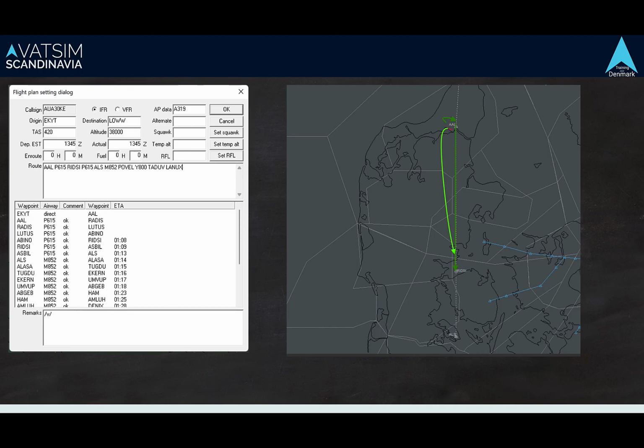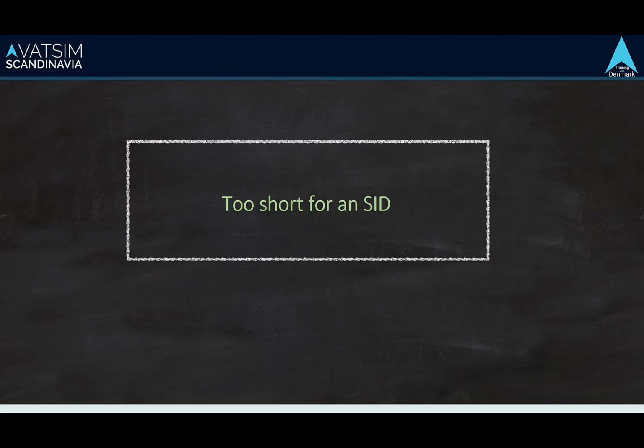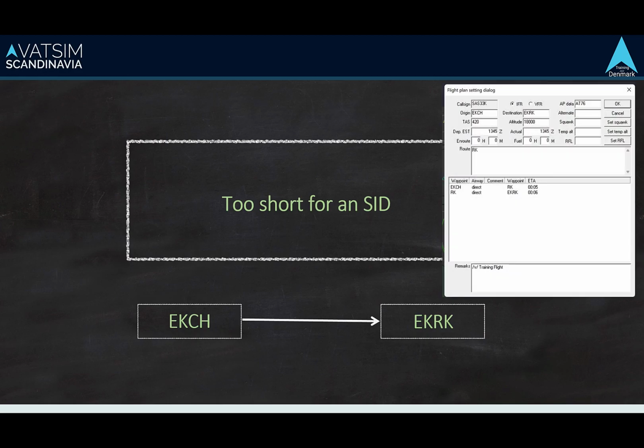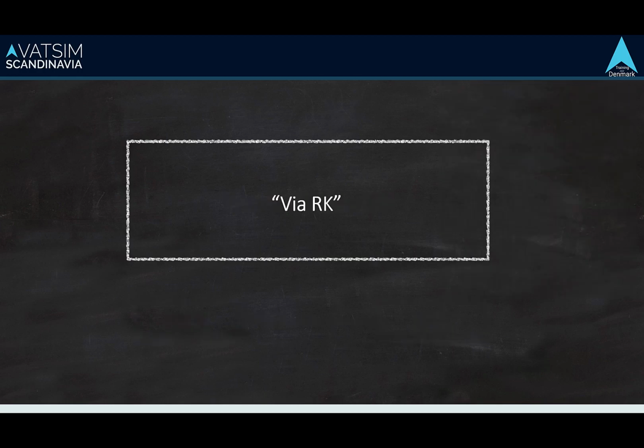You are specifying to the pilot to fly the route he has filed, or to a point on that route, and then from there onwards as filed. That's it. The second scenario is when you have a very short flight. This could be, for example, from Copenhagen to Roskilde. The pilot has only Romeo Kilo in his flight plan, the NDB in Roskilde. And here you're going to say that you're cleared via Romeo Kilo.